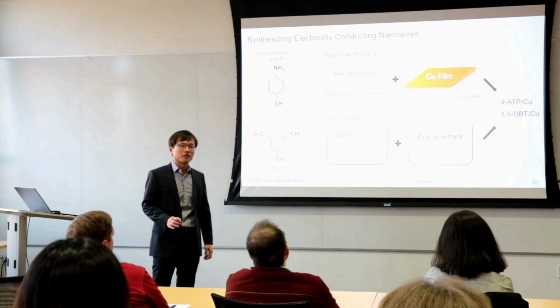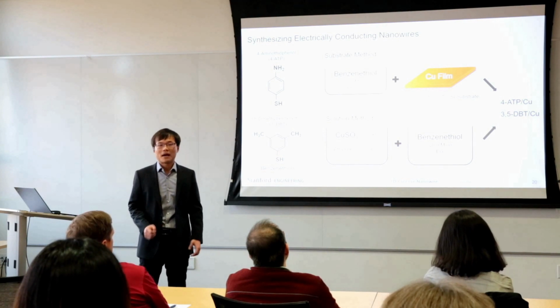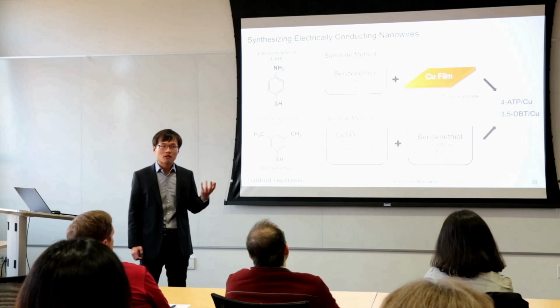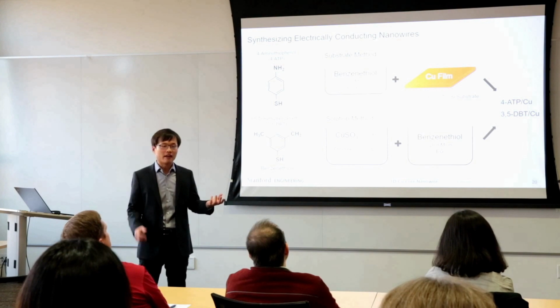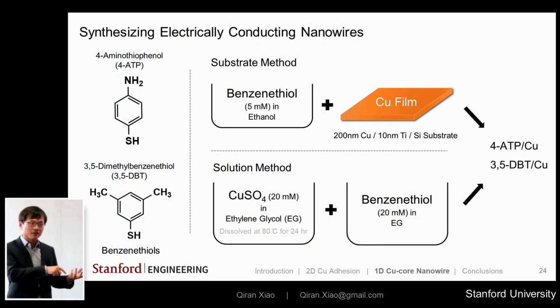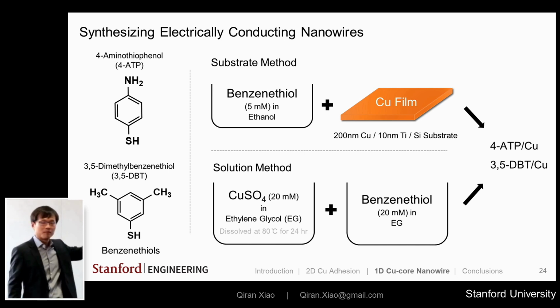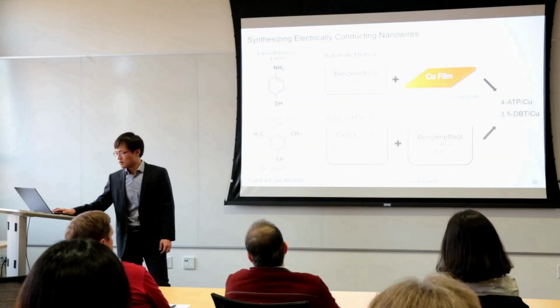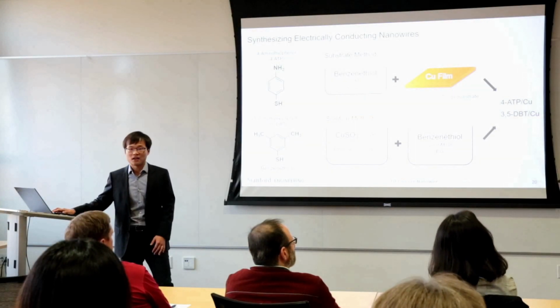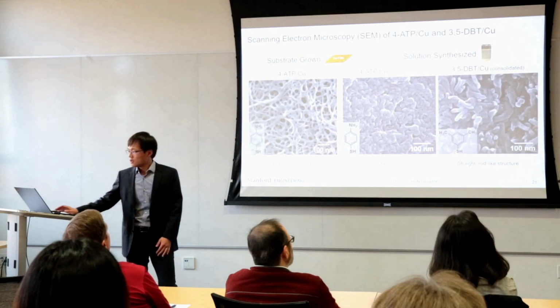And the second route we took is solution synthesis, whereby we start by dissolving copper sulfate in ethylene glycol to obtain copper ions, and then we add to that first solution an ethylene glycol dissolved benzene thiol solution to let the benzene thiol react with copper, and again form the same product, 4-ATP copper or 3,5-DBT copper. And that's how we synthesized our nanowires.